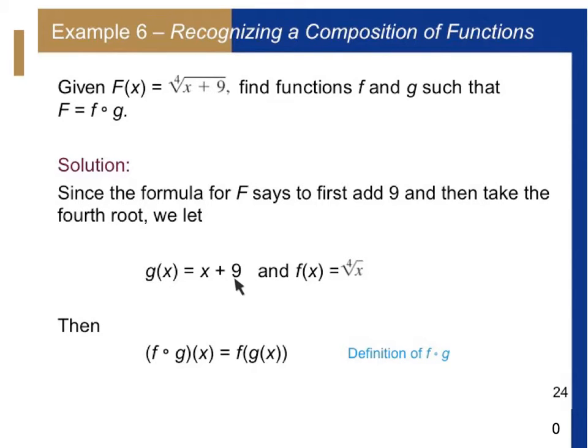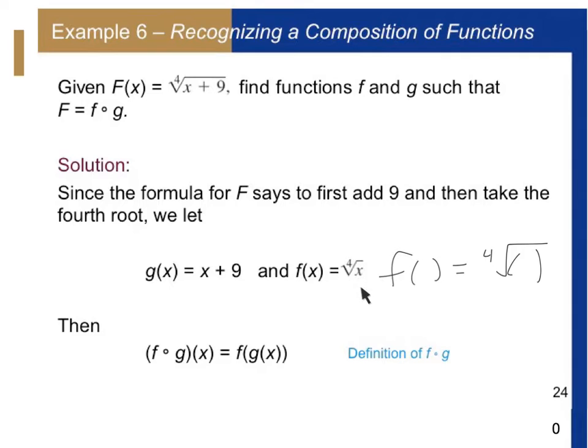So g of x would say take the input and add 9. f of x says take your input and take the fourth root. So think of your second function again with blanks. f of blank equals the fourth root of blank. That says this function takes the fourth root of whatever its input is. Its input is going to be x plus 9 because we've already done that with the g. But we write it generally with x as our input, so this function says take x as your input and take the fourth root.